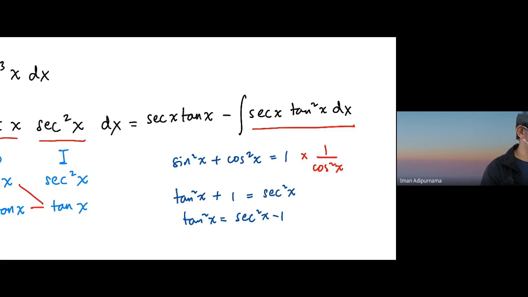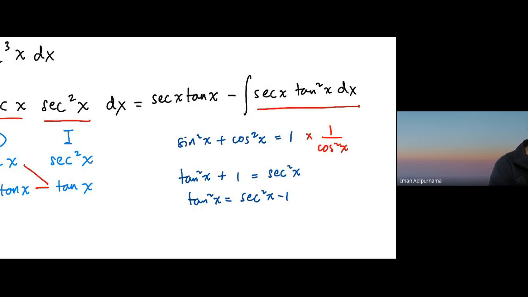Okay. Now, if I exchange this secant squared x minus 1 into here, and multiply with the secant, there will be some part that has the cube, right? And we can move the cube to here. Okay, so let's do that. So equal the integral of secant cube x dx.